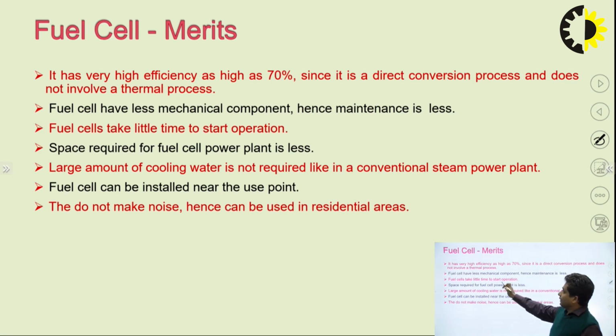Fuel cells have fewer mechanical components, because whenever we move to wind energy, solar energy, geothermal, there is a conventional process where mechanical components are also required. If these components increase, their maintenance cost increases and their efficiency reduces. But in the case of a fuel cell, we don't require any mechanical component, or very few, and it is a direct energy process, so we have high efficiency as well as low maintenance.